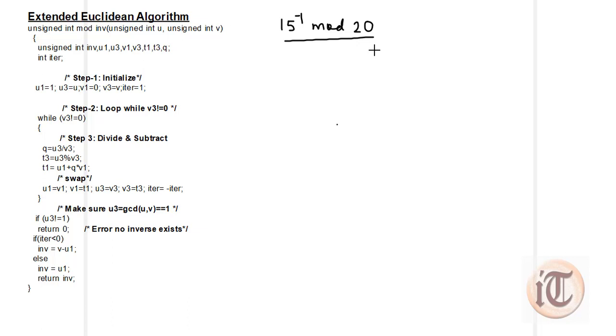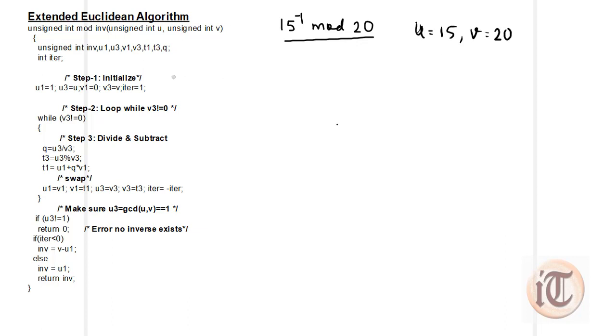Hello friends. So in this video we are going to discuss one more problem on the extended Euclidean algorithm. As we discussed all these steps in my previous video, how this step is going on. Now we use this extended Euclidean algorithm to find the inverse of 15 mod v. So this means here u is 15 and v is 20.